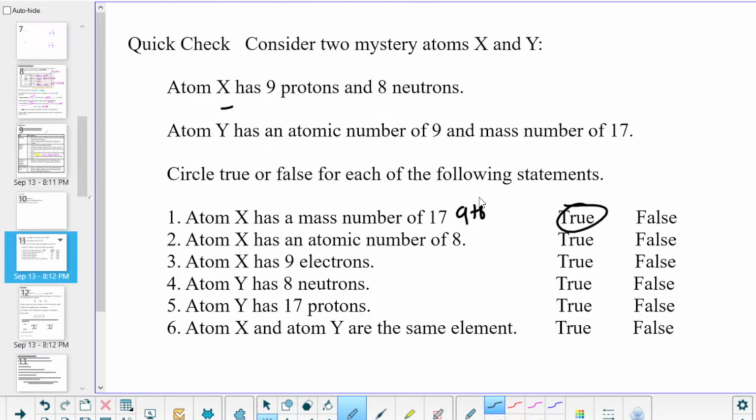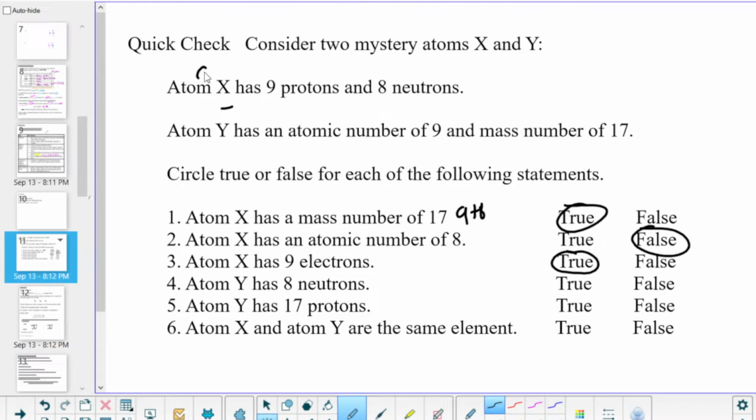Matthew. Atom X has an atomic number of 8. True or false? False. Hugo. Atom X has 9 electrons. True or false? True. One of the reasons we know is because that's an atom. If it had a different number, it would say ion instead.